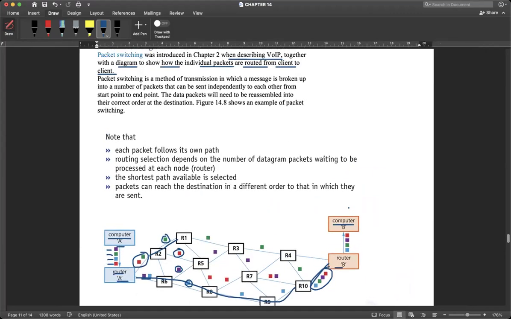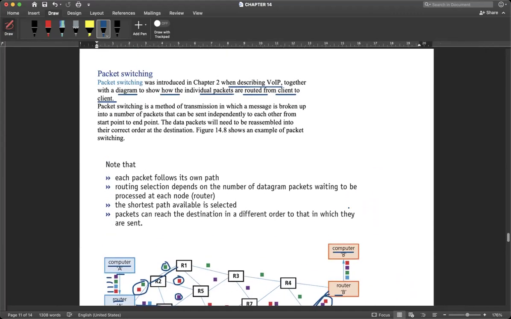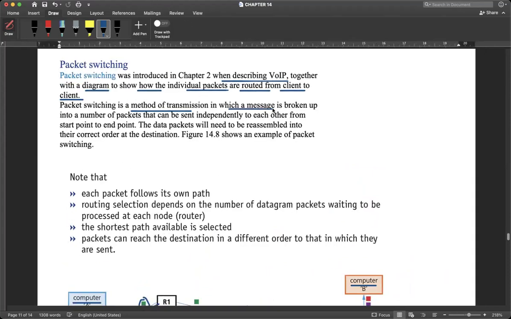So packet switching means that the data is broken down into packets. You can see here, it is a method of transmission in which a message is broken down into a number of packets that can be sent independently to each other from start point to the end.